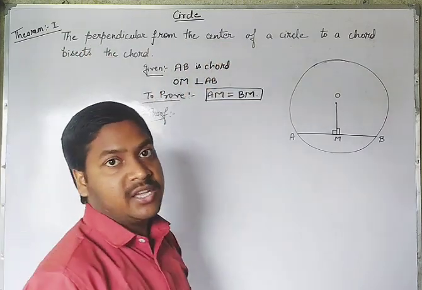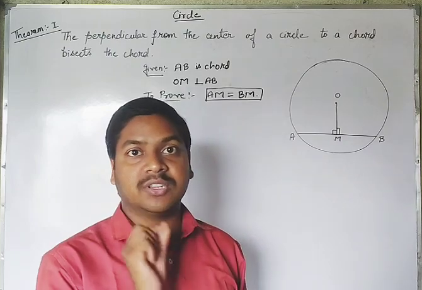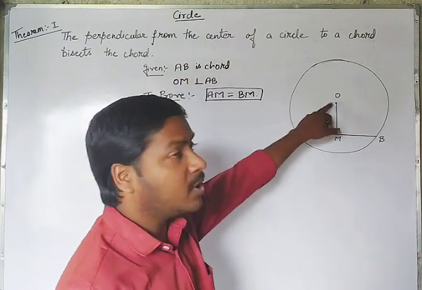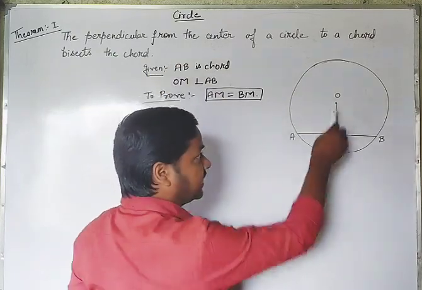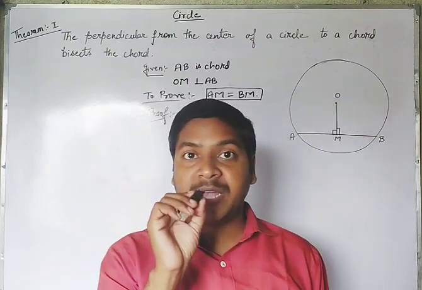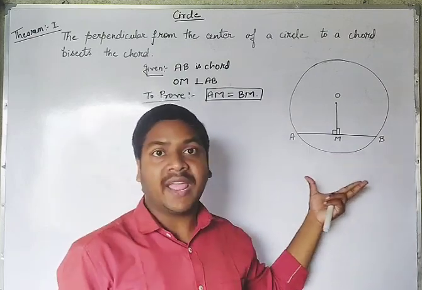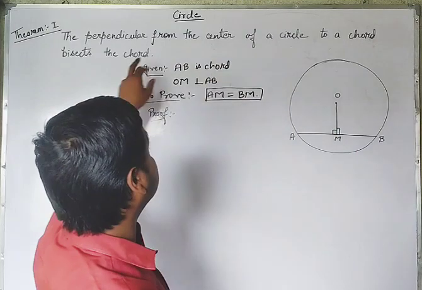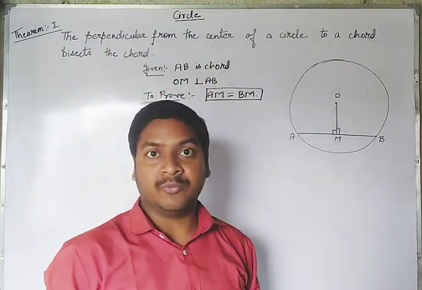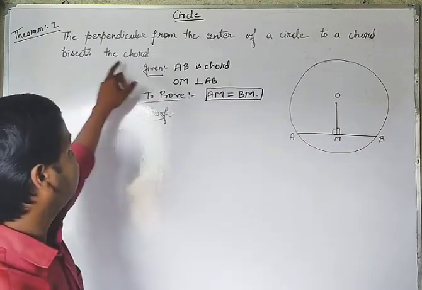We know very well that every circle has one center, called the fixed point center. If we draw one perpendicular line from this center, such as I have drawn OM perpendicular, the perpendicular must lie on a line, that is, the chord or any other line. So according to the theorem, the perpendicular from the center of a circle to a chord bisects the chord.